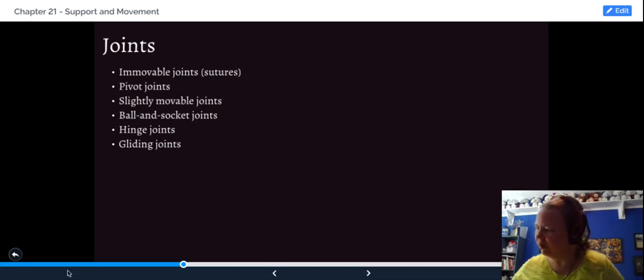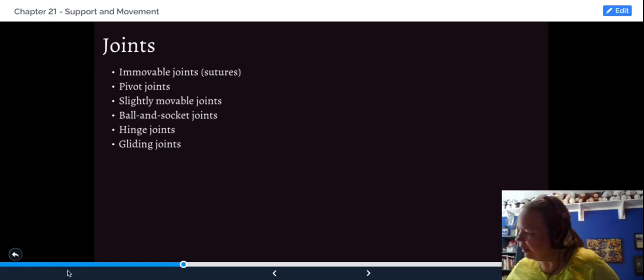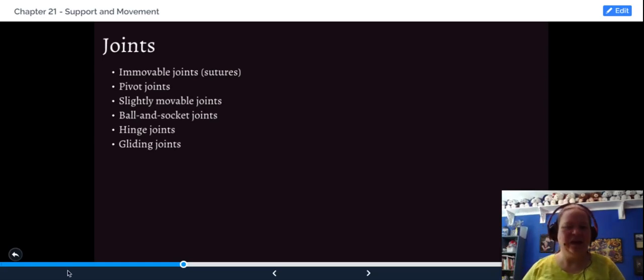A pivot joint is where there's rotation and swivel, and the top two vertebrae in the neck, the C1 and the C2 vertebrae, the cervical 1 and the cervical 2, those are pivot, and those two together allow the head to swivel and to rotate. Pivot. You guys have heard what pivoting is. Slightly movable joints would be the ones in your vertebrae that cause you to bend and to move forward and backward and stuff like that. So they move a little bit.